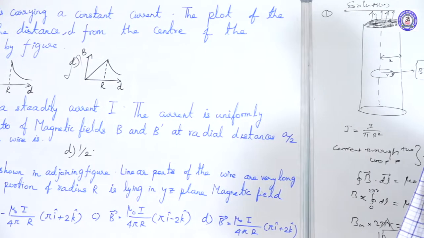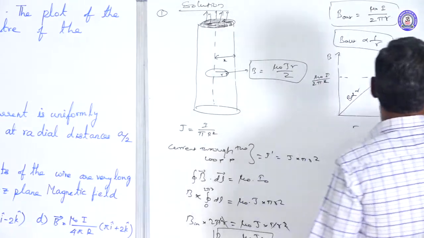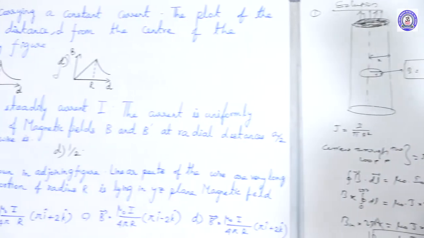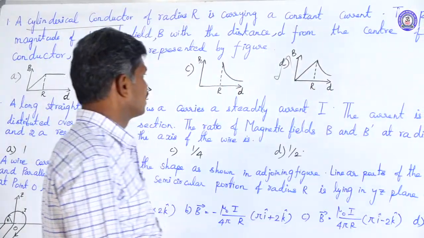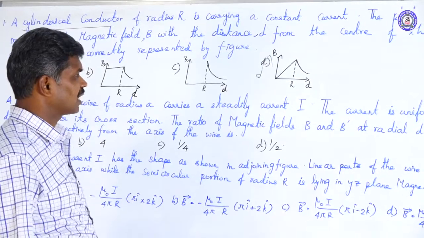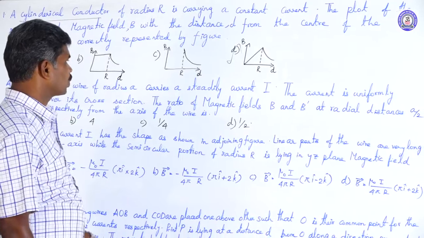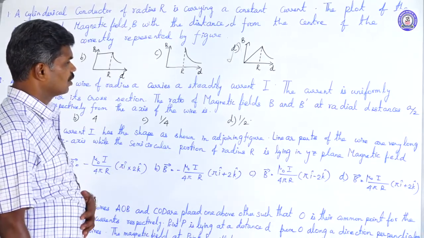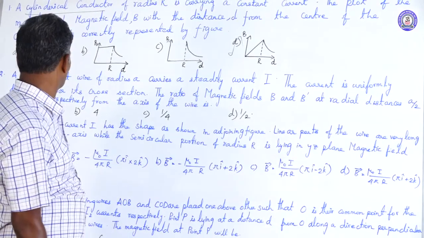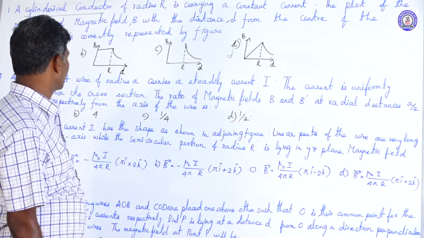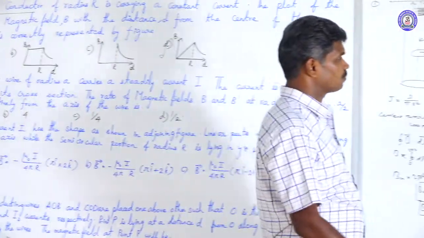That is our answer. Next, the second one. A long straight wire of radius R carries a steady current I. The current is uniformly distributed over its cross section. Find the ratio of the magnetic fields B and B prime at radial distances R by 2 and 2R respectively from the axis of the wire.